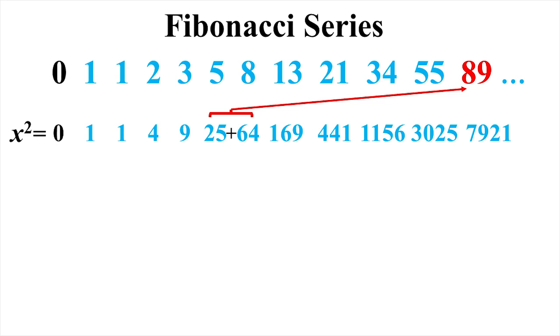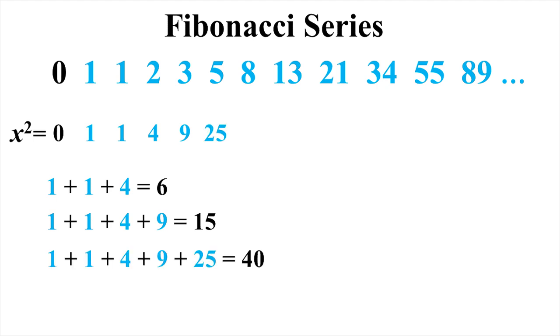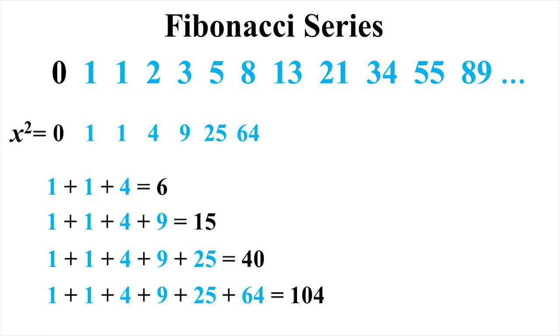Another cool thing is, if you add up, say, the first 3 Fibonacci numbers, we'll just exclude 0 for right now. We're going to add up the first 3 Fibonacci numbers squared. So 1 squared is 1, 1 squared is 1, 2 squared is 4. Add those up, you get 6. Add up the first 4, you get 15. The first 5 give you 40. And the first 6 give you 104.